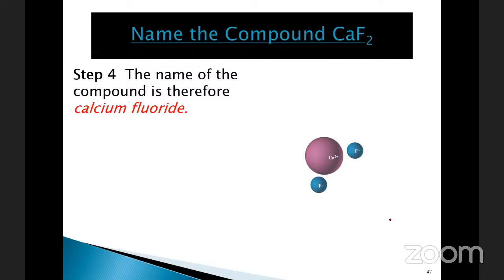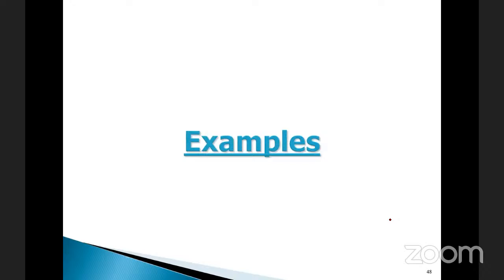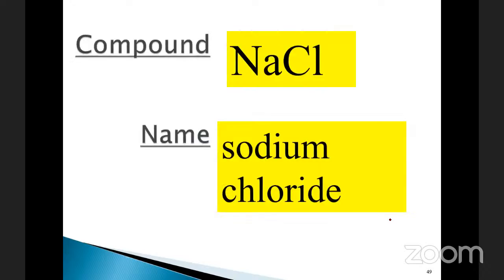And an added advantage that you have is that you can consult the table to look up the name, the tables with the list of common ions. You can consult that table to look up the name of the ion that you want to figure out the name of. So that's basically how we do calcium fluoride. Let's look at some other examples.